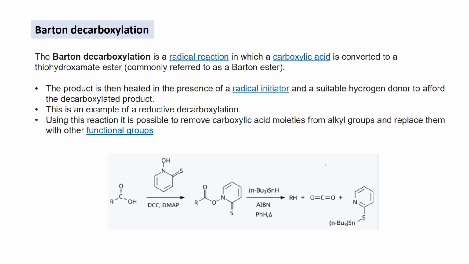Next is the Barton decarboxylation reaction. Barton decarboxylation is a radical reaction in which a carboxylic acid is converted to a hydroxamate ester, commonly known as Barton ester. The product is then heated in presence of a radical initiator and a suitable hydrogen donor to afford the decarboxylated product. This is an example of reductive decarboxylation, and using this reaction it is possible to remove the carboxylic acid moiety from an alkyl group and replace it with another functional group.